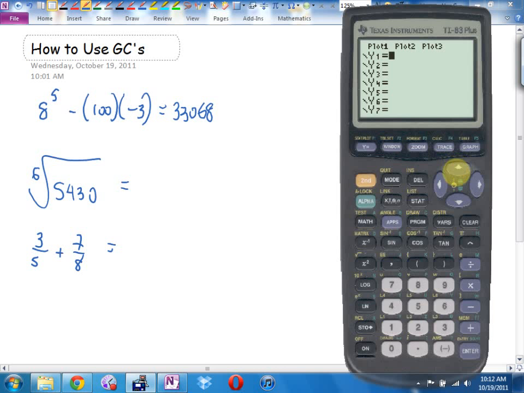The other thing you want to make sure is that plot 1, plot 2, and plot 3 are not highlighted. If they are, just go up arrow and hit enter. That toggles highlighting on and off. You want to make sure none of them are highlighted. Those are stats graphs. If they're highlighted, it'll try and graph those as well. You don't want some strange graph coming out of nowhere showing up on your screen.